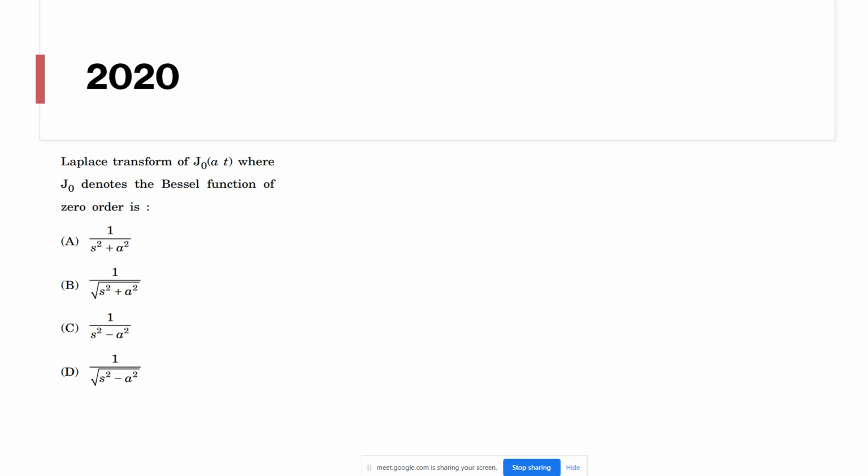Okay. So just let me know the answer for this. This is बहुत ज़्यादा recent है ये तो. I think 2020. I also gave this paper. So the Laplace transform of this is... बेसल फंक्शन का सिर्फ और सिर्फ उन्होंने लैपलास पूछा है. So this is also few seconds में solve होने वाला question. What is Laplace transform of Bessel function?